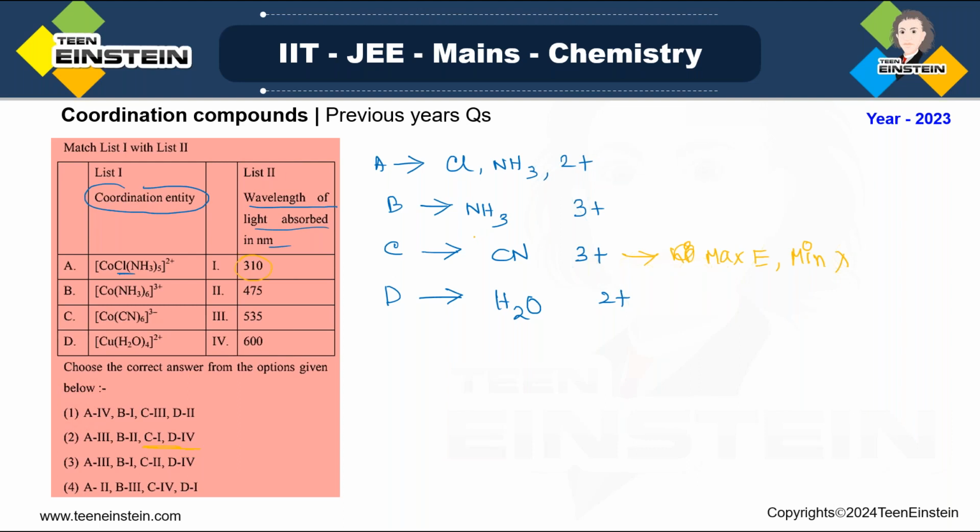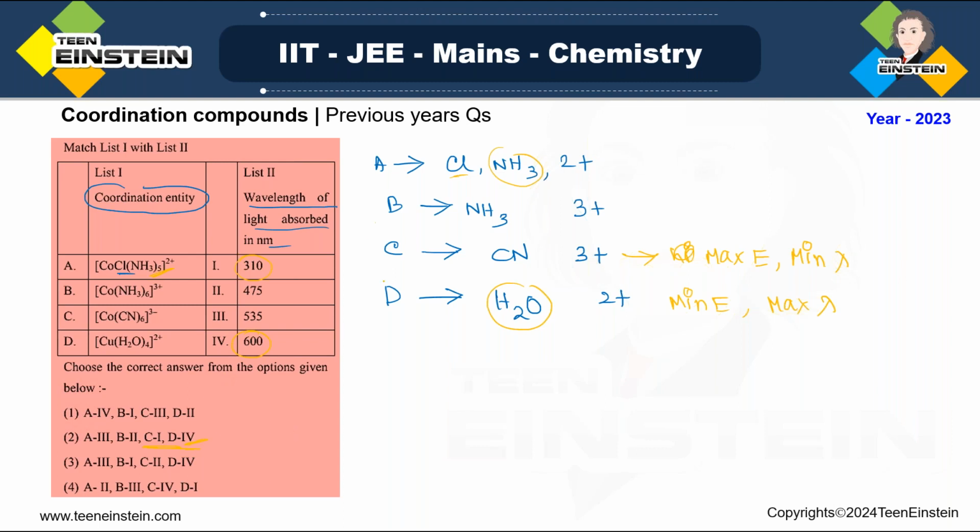Okay, another point you can also do. This is the maximum wavelength, that means minimum energy. So minimum energy you will associate with what? You will associate it with water. Though water is more strong field than chlorine, here we have a total of 5 ammonia. So obviously D should be associated with minimum energy. That means maximum wavelength, so it should be 600. So D is 600. That means D is 4.